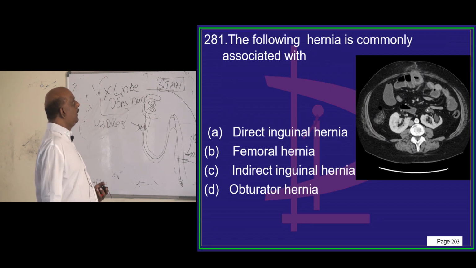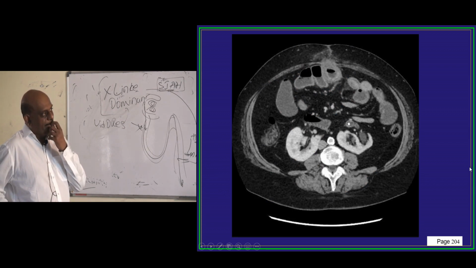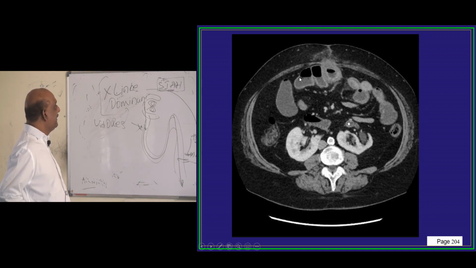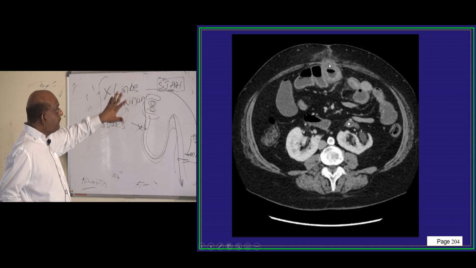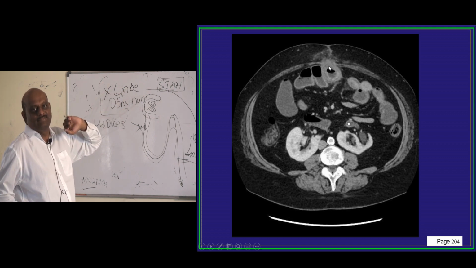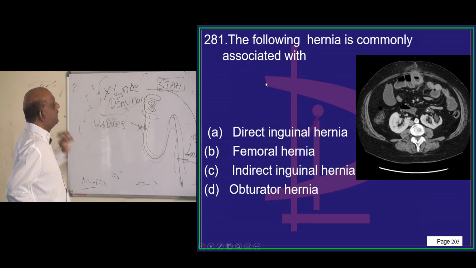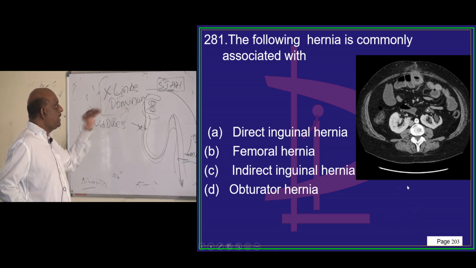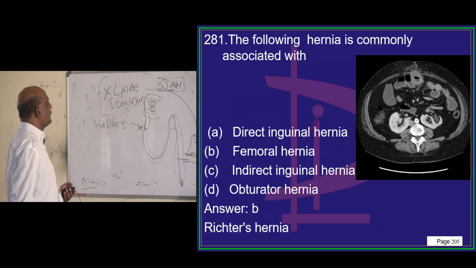Then this following condition that is being shown to you. What is the condition? You are able to see. This is the gut. Gut is herniating, but the entire gut is not. A part of the wall of it is herniating. That makes it Richter's hernia. Richter's hernia is commonly also associated with what? It is also associated with femoral hernia, is what you have to basically appreciate.